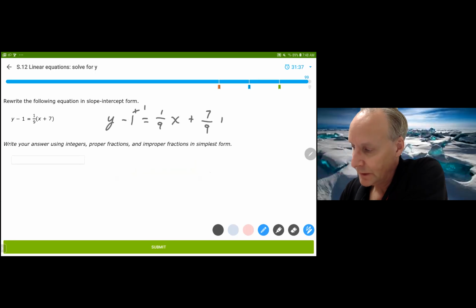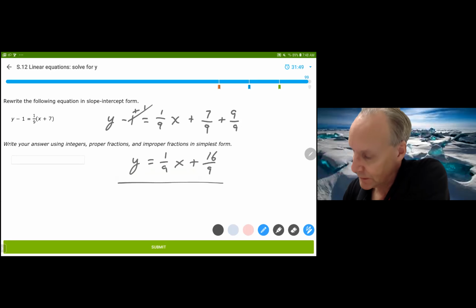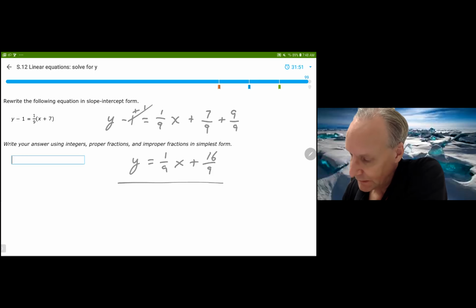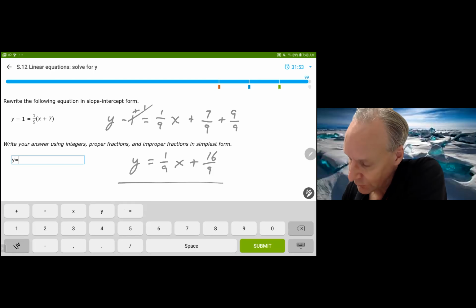Adding 1 is really 9 over 9. 1 is 9 over 9. I added 1 to both sides, and I get 1/9 x plus 16 over 9. And that's our last one. I'll make it neat. Y equals 1 over 9x plus 16 over 9.